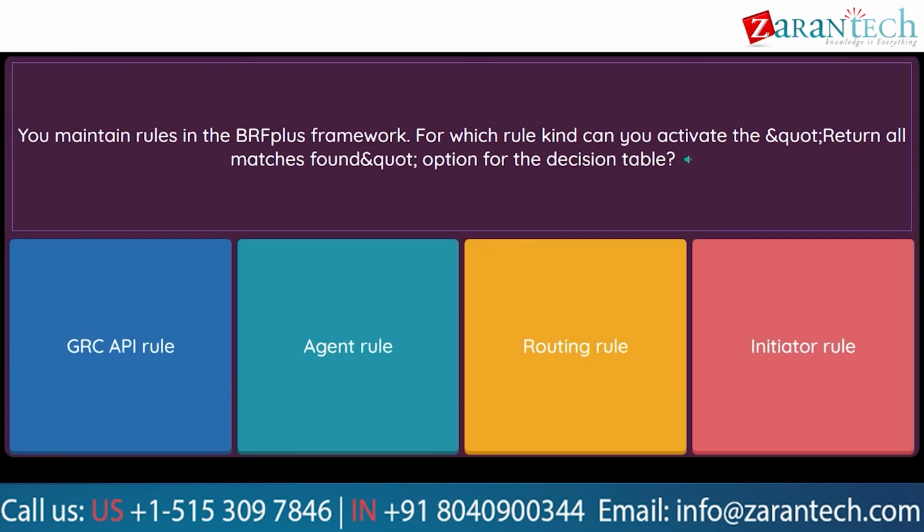Question: you maintain rules in the BRF Plus framework. For which rule kind can you activate the "return all matches found" option for the decision table? Option 1: GRC API rule. Option 2: Agent rule. Option 3: Routing rule. Option 4: Initiator rule.